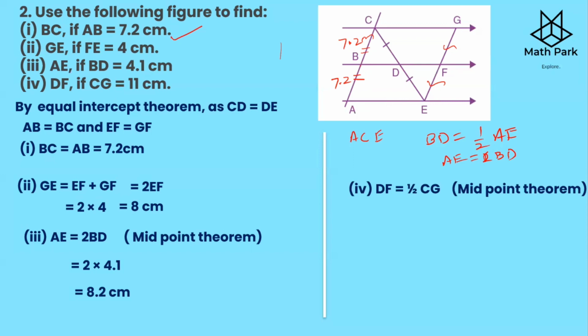The last part, DF is equal to half CG. Again, using the midpoint theorem for triangle CGE, D and F are the midpoints. Therefore, you get DF is parallel to CG, already given parallel, so you get DF is equal to half CG. CG is given as 11. So this is how you get DF is equal to half of 11, which is 5.5 centimeters.